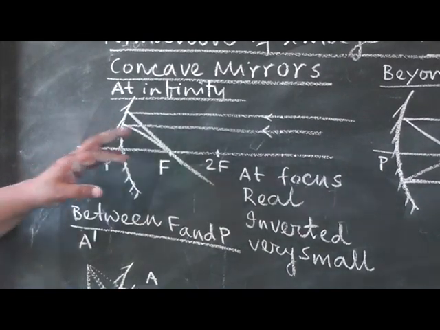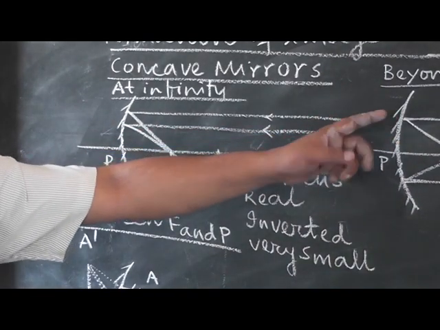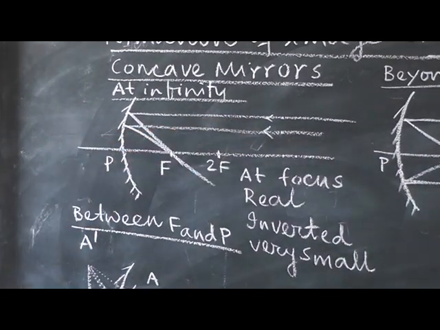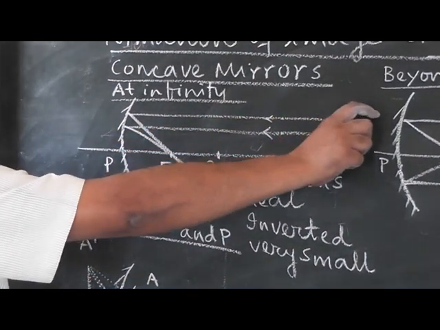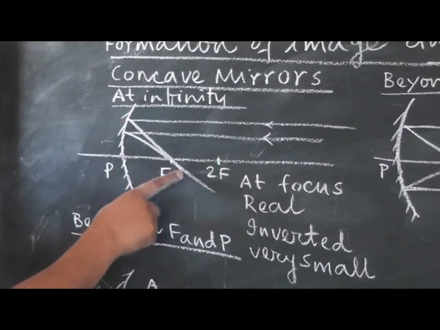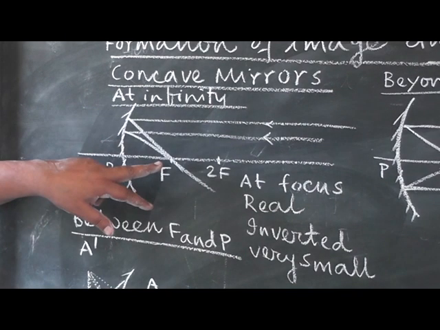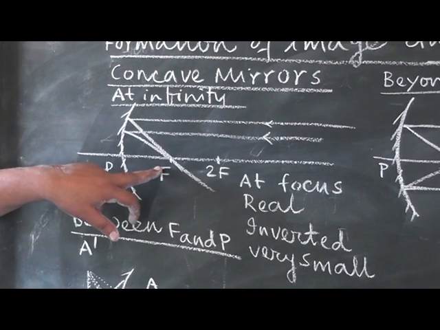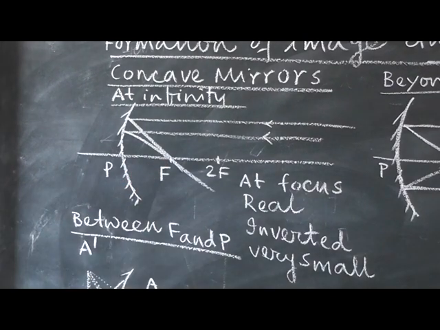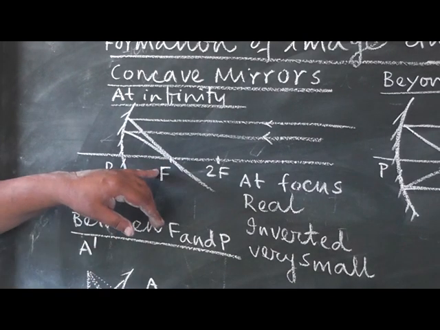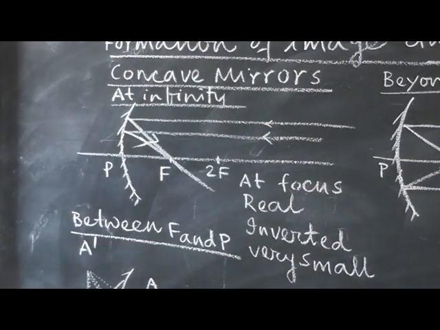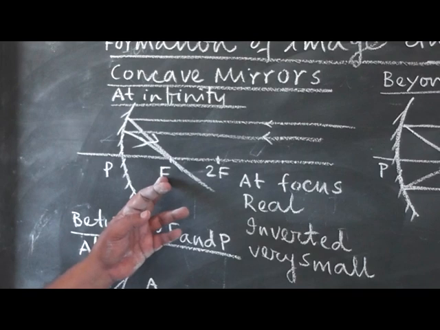Suppose we have taken an object at infinity, and two rays of light are coming from infinity. We can consider those rays to be parallel though they are coming from one point, and after reflection from the mirror, they both pass through the focus. Therefore we will have a very small image, and it will be a real image because the reflected rays after reflection from the mirror are really meeting at a point.